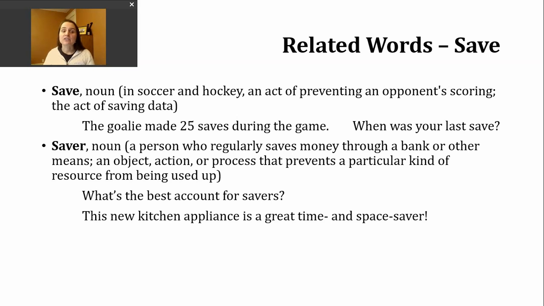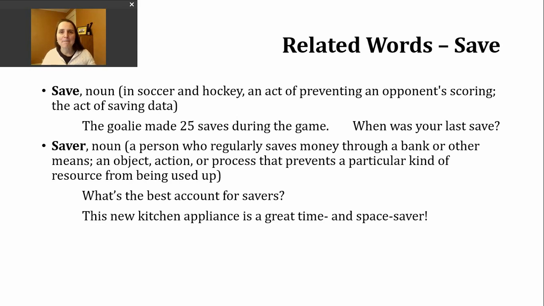The other usage of saver could be an object, an action, or a process that prevents a particular kind of resource from being used up. Let's take a look at an example sentence that will help explain this usage. This new kitchen appliance is a great time and space saver. So here, there are two resources that we're talking about. We're talking about time and we're talking about space.